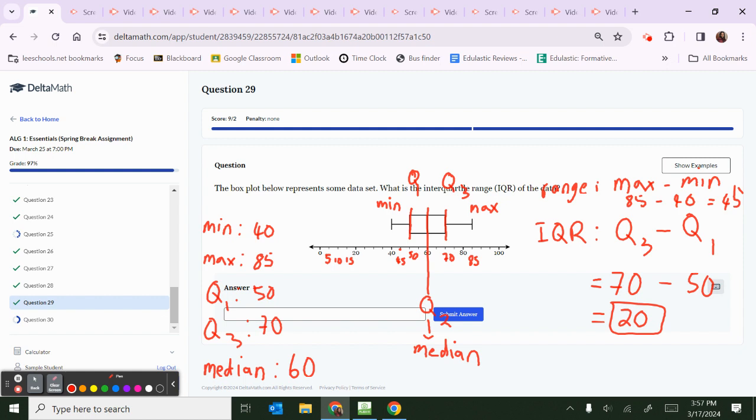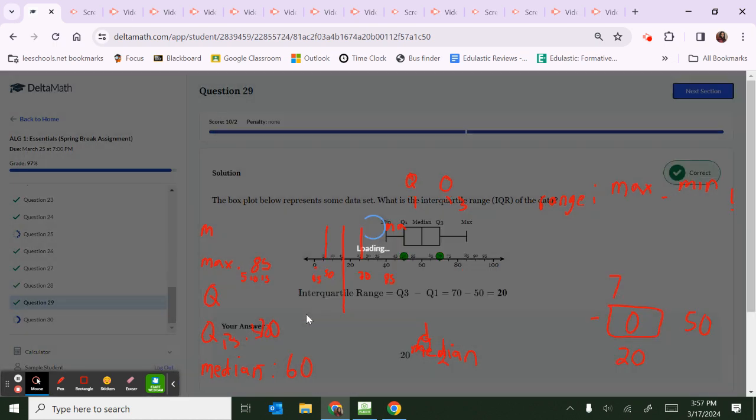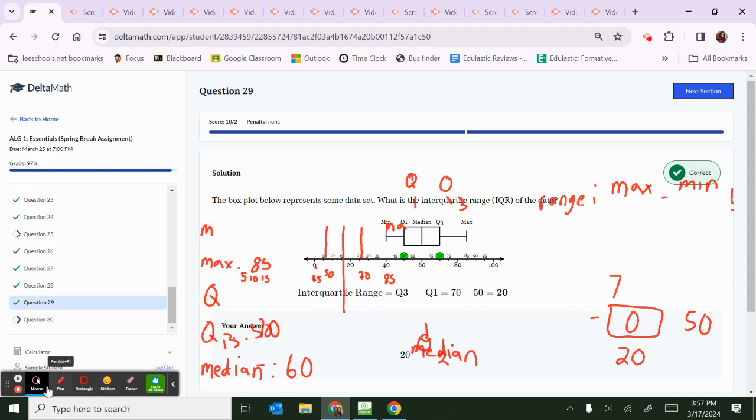All right. So that's everything you need to know for this question, or for questions related to this. But the answer we're looking for is IQR. And the IQR is Q3 minus Q1, which is 20. All right. So again, guys, just like that. So again, try about 10 of these questions so you guys can see all the different variations.